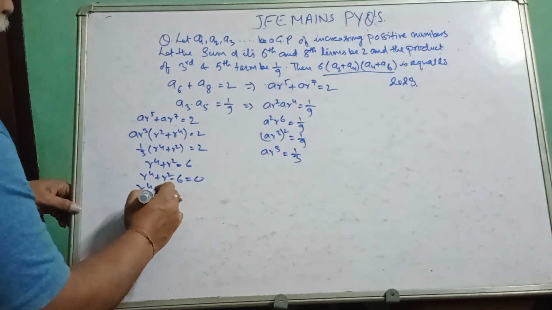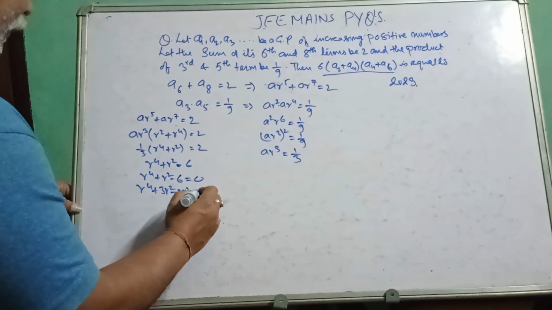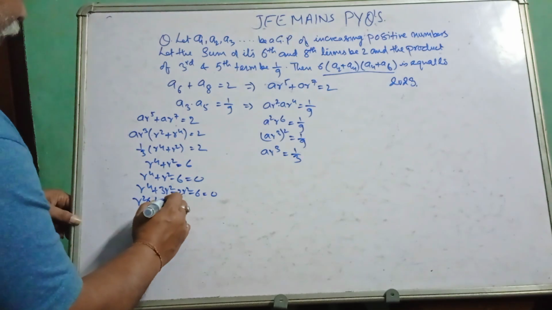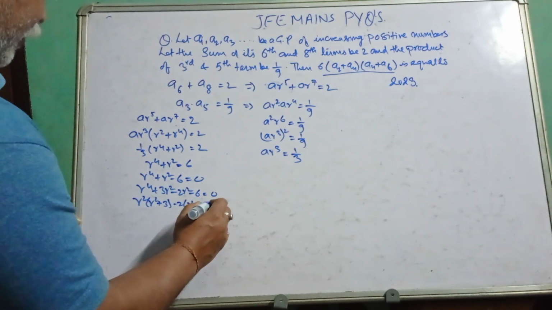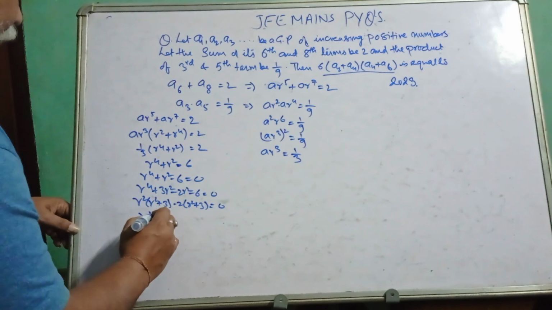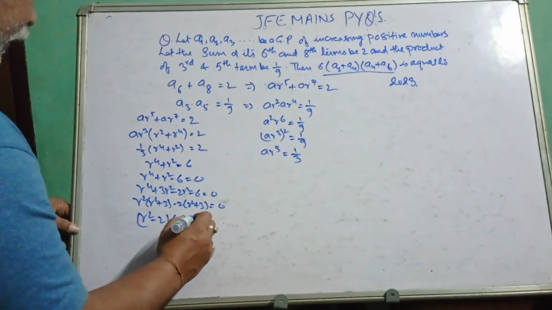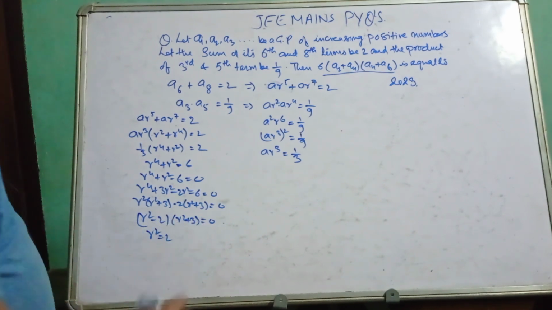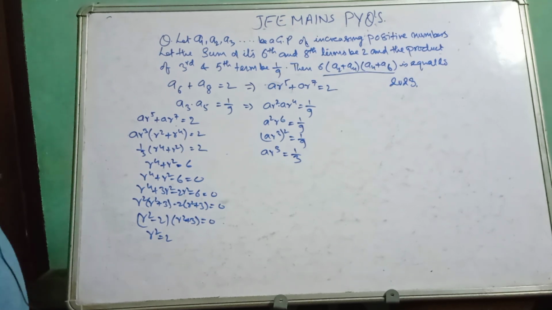So R4 plus 3R square minus 2R square minus 6 is equal to 0. R square common: R square into R square plus 3, minus 2 into R square plus 3, is equal to 0. So R square minus 2 and R square plus 3 is equal to 0. So your R square is equal to 2, because R square equal to minus 3 is not possible. You have got this answer.